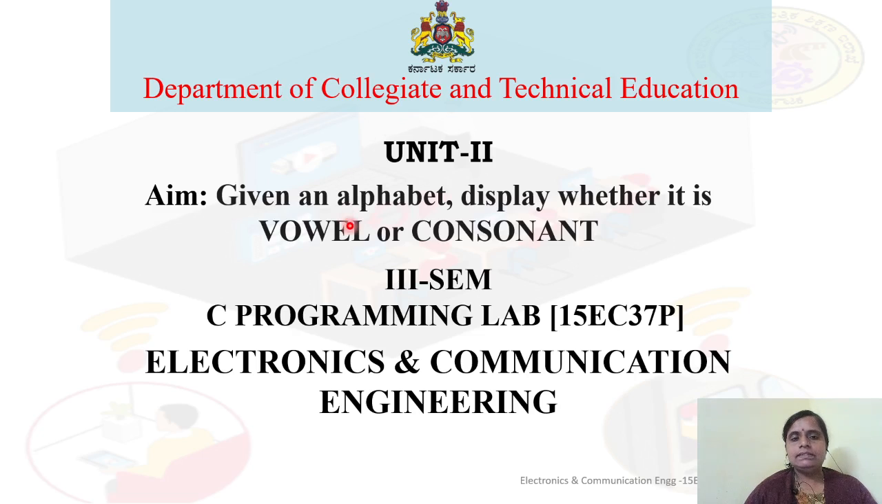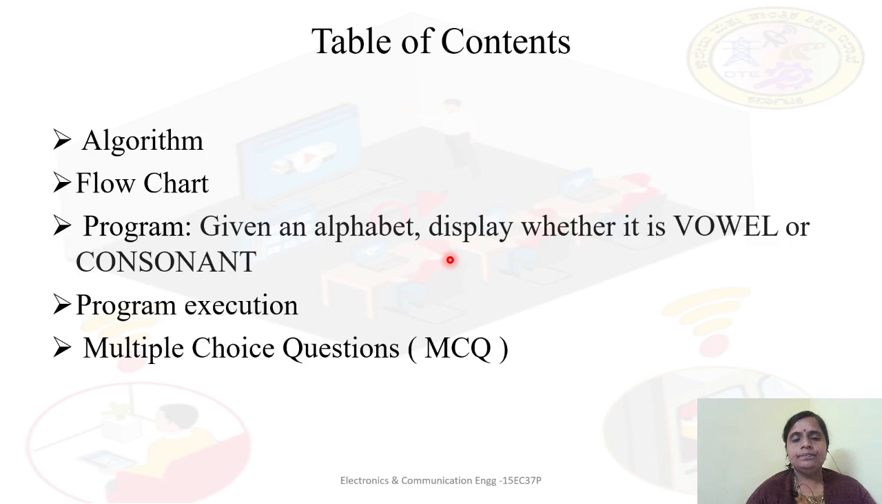The graded exercise 3 is: given an alphabet, display whether it is a vowel or a consonant. So here it's a very simple program. An alphabet is given to you. You have to check whether it is a vowel or a consonant. So let us start with the session.